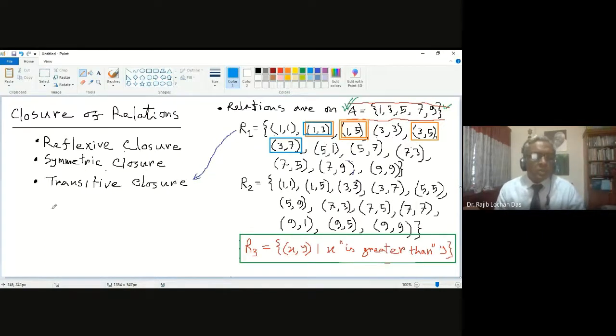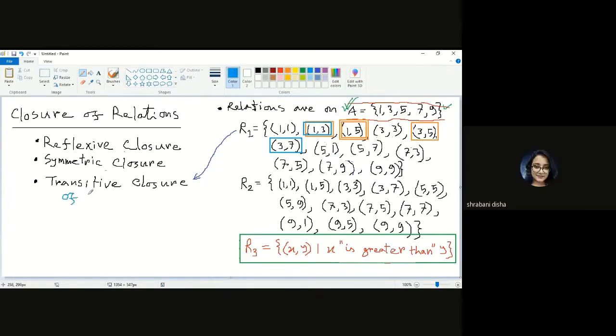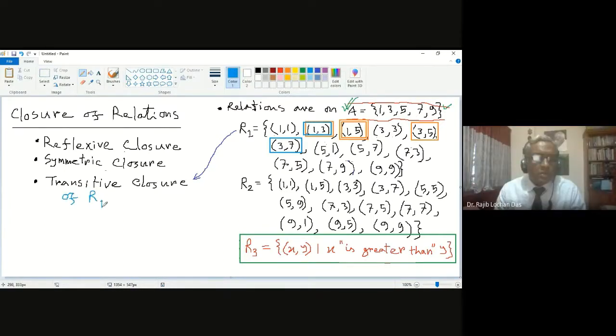So we will write the transitive closure of R1. It will include (1,7). This is one pair. Is it all or do you need more? Then you need to check more, sir. So check it. So what else? (1,3), no more things.